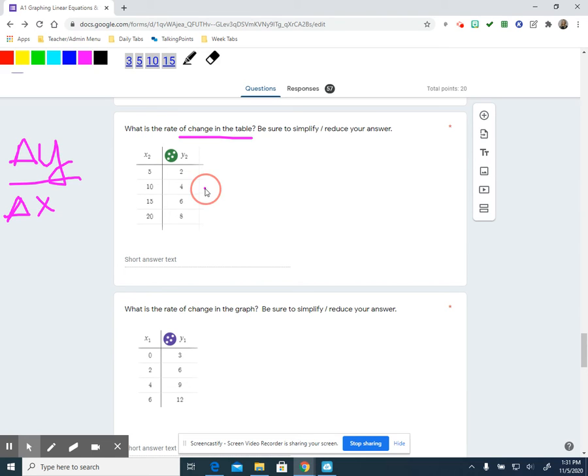How do we get from 2 to 4? What happened here? What's my difference here? Well, it's a difference of 2. Okay, same thing, 2 and 2. Those are all a difference of 2. These are all a difference of 5. So my change in y is 2. My change in x is 5.